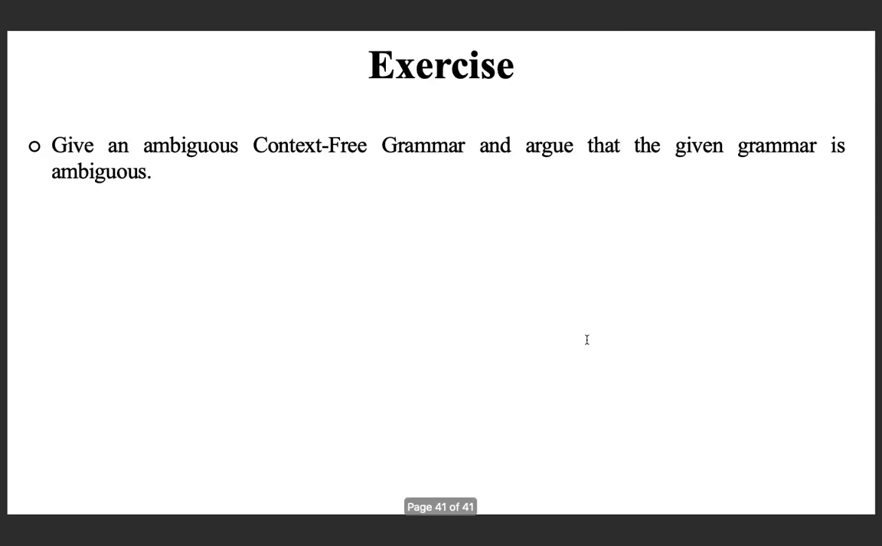And with this, we are finishing this lecture, and I am giving you an exercise problem to practice and understand what are ambiguous context free grammars. You are asked to provide an ambiguous context free grammar and then argue that what you have proposed is an ambiguous grammar. So you have to find a sentence which is ambiguous.